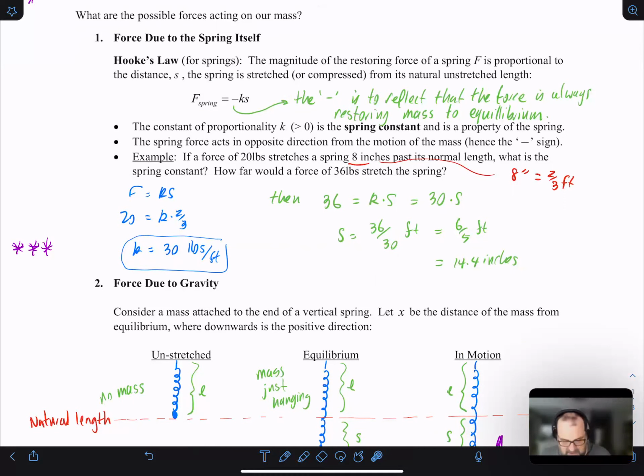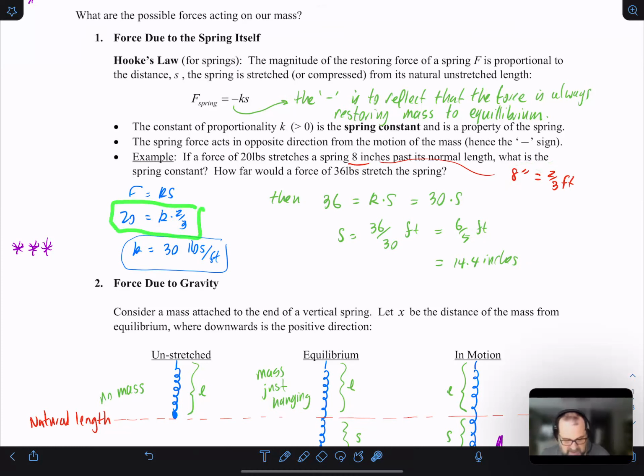Note that in empirical units, 20 pounds is a force. So we can plug that in directly, right? Our force is 20 pounds. K is what we're trying to find. And then typically we would use distance in feet. That would be customary here. So 8 inches is 2/3 of a foot.